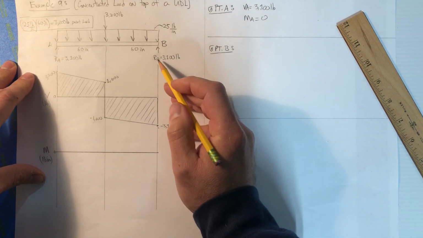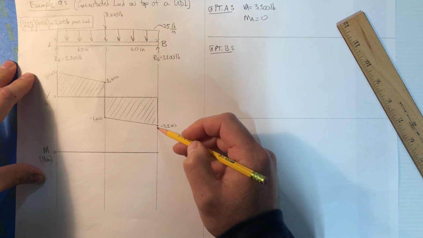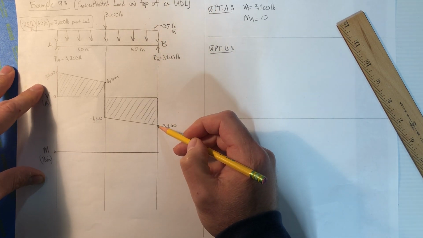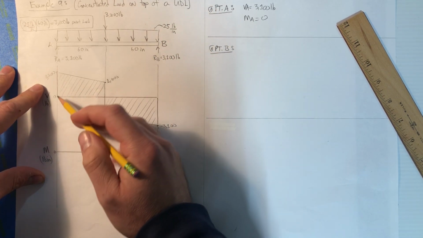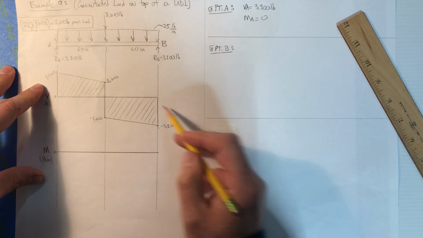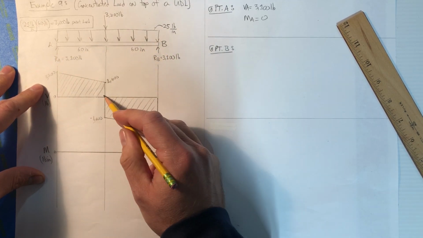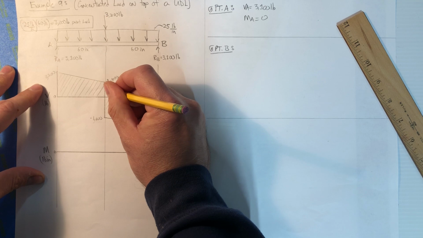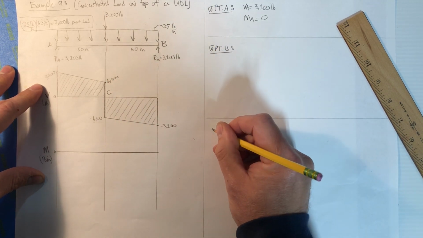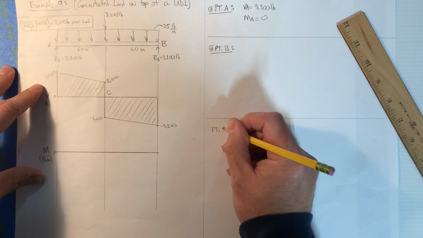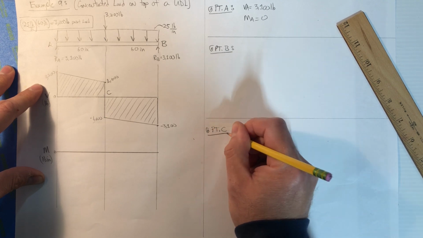I want to know what's going on at point B, which is all the way at the end. Well, before I get to point B, I kind of have to know what's going on here. I have to go from left to right, so I can't just go from here to here. I have to do something else. So I'm going to call this point C, and do that one first.